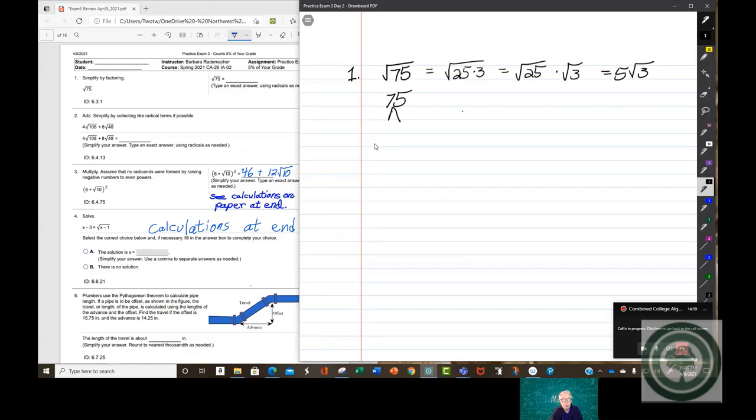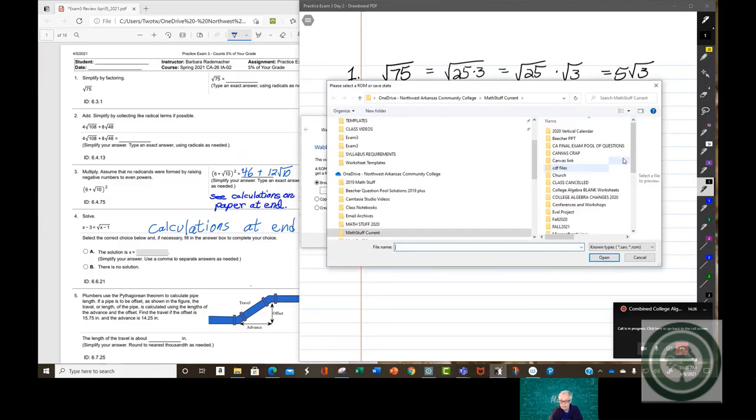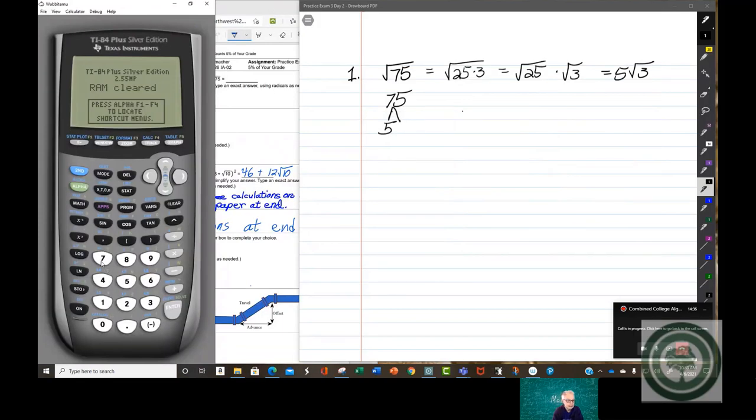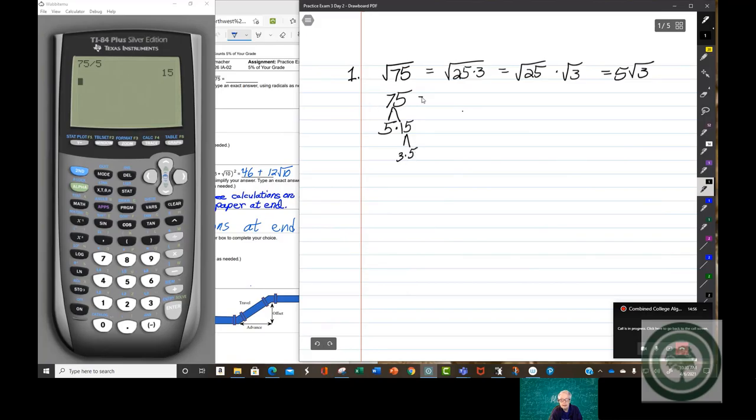So I love making factor trees. These come from way back in pre-algebra, even before then, when you were factoring numbers. All right, so I know that a 5 goes into 75 because there's a 5 at the end. So if I divide 75 by 5, I need a calculator. Actually, I don't really need a calculator, but let's just do it. So, 75 divided by 5 is 15. So 75 is 5 times 15.